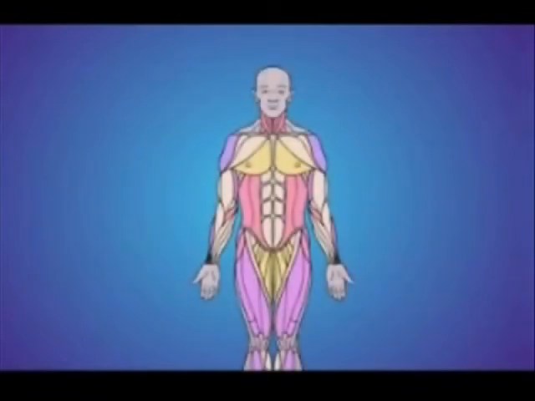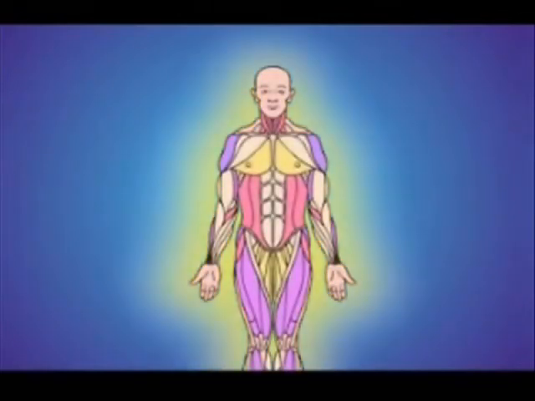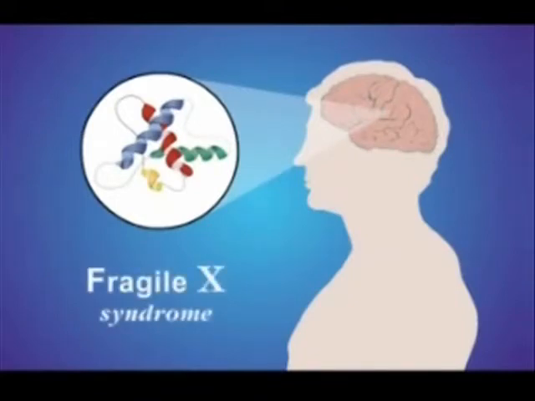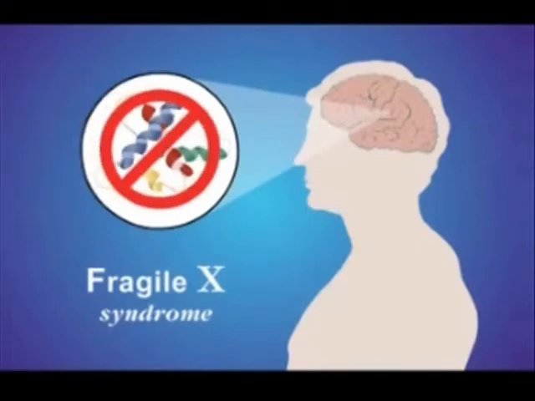The FMR1 gene is found in every cell of the body, but the protein it makes is essential for normal brain development. In the case of Fragile X syndrome, the FMR1 gene either does not make this protein or makes too little of it, and so the brain does not develop normally.